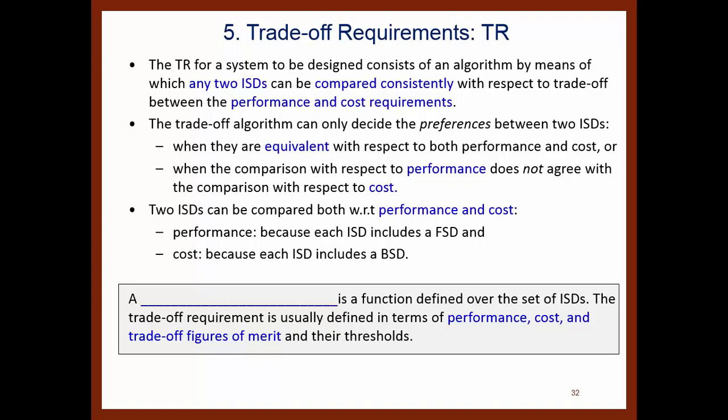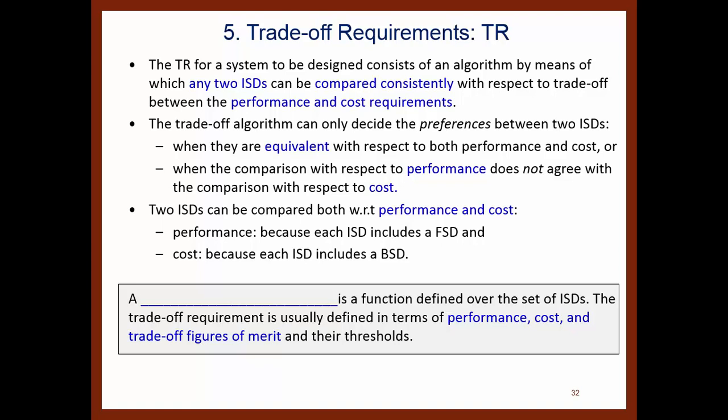The trade-off requirements, or TR, for a system to be designed consists of an algorithm by means of which any two implementable system designs can be compared consistently with respect to trade-off between the performance and the cost requirements. So now we are going to compare them. The trade-off algorithm can only decide the preferences between two implementable system designs. So this algorithm will compare only two. If you have more than two, then you might need to compare two first and then compare the best of the two against the other one.